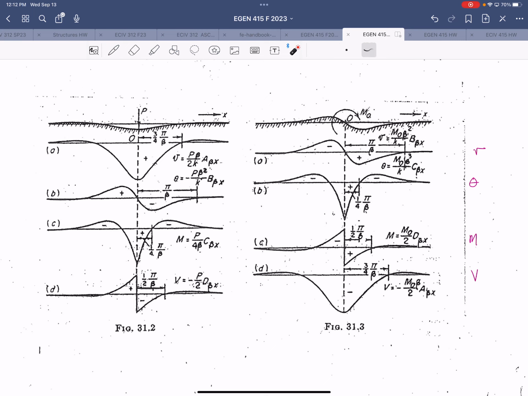So we'll come back to this as well at some point in the next couple days and look at a few things. So you can see here you've got the values noted for these items at the maximum location, right? And then in the example, we're going to look at this scenario, the example that we're going to do next. So we're going to consider the effect of an applied concentrated moment on an infinite beam on an elastic foundation.